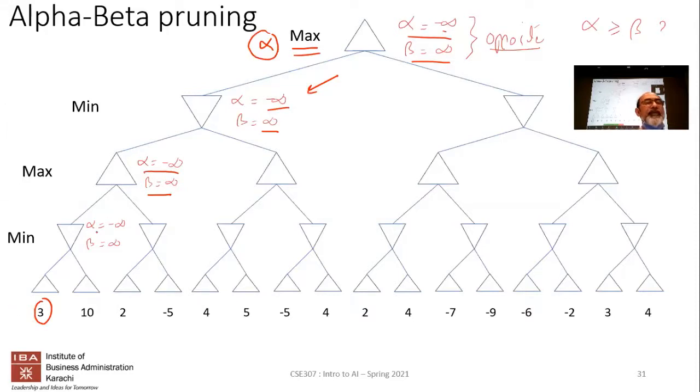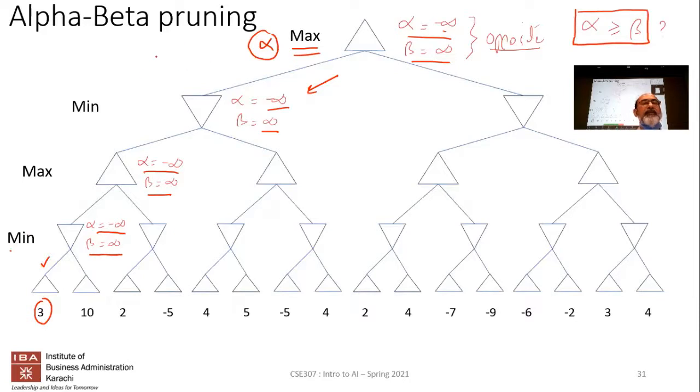Here you have alpha equal to -infinity and beta equal to +infinity. Whenever you're trying to evaluate a branch, the condition that it's going to always check is whether alpha is greater than or equal to beta or not. Now over here, is alpha greater than or equal to beta? -infinity obviously is not greater than or equal to +infinity. So we're going to evaluate the left branch, and we look at the minimum player.